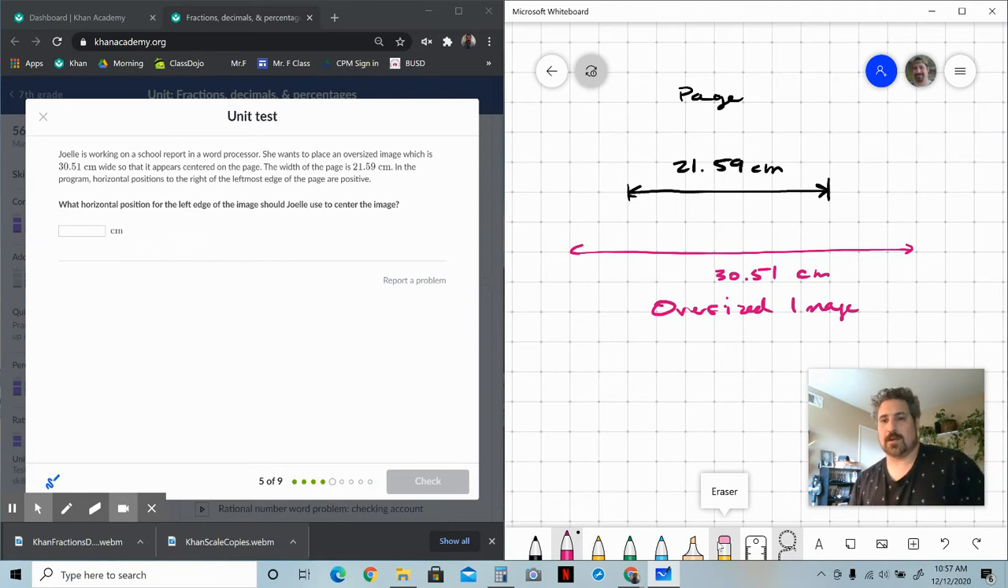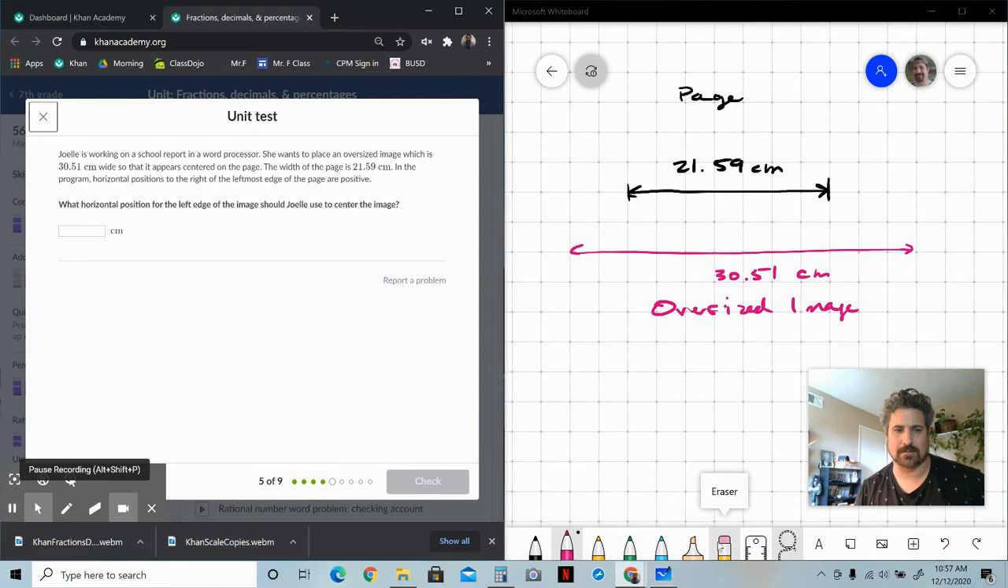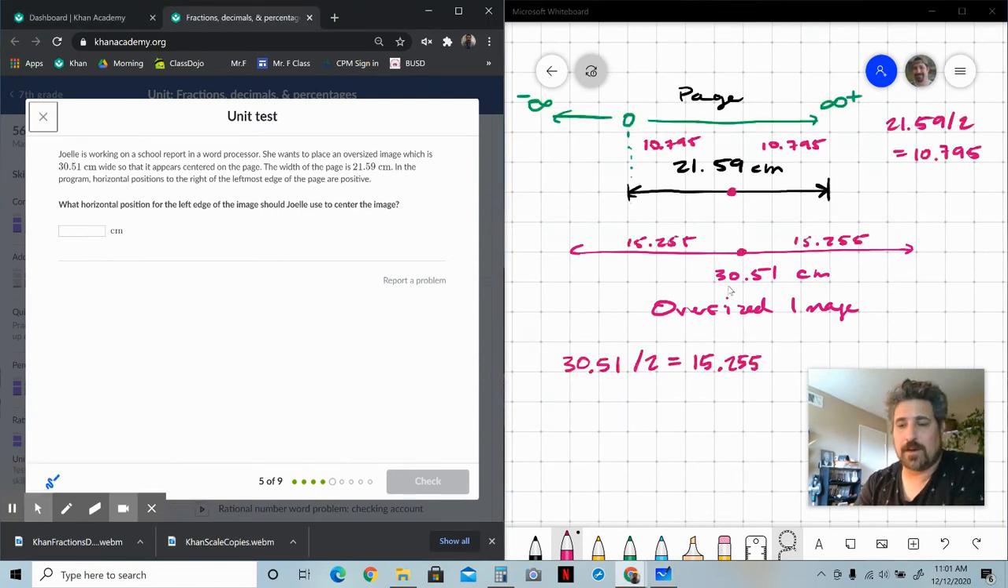Okay. So basically, what you're looking for here, I would assume, is you want the middle of 30.51 to be centered here, right? Sorry, I'm trying to work through this myself. It's a little bit of a weird question because I don't know when you'd be using an oversized image on a page that's too small to mount it. But let me think about this for a second. So if I'm interpreting this problem correctly, this is a very unusual question.